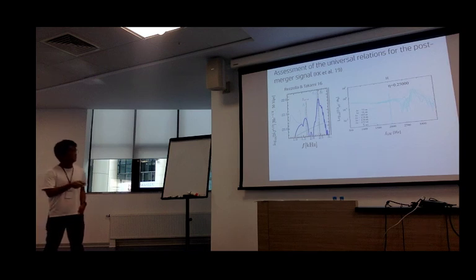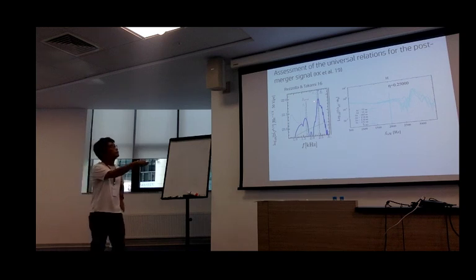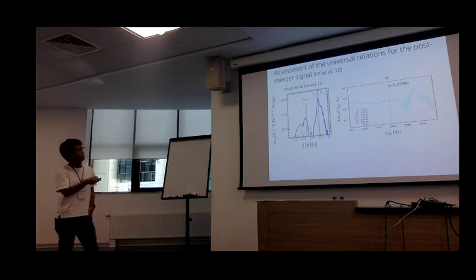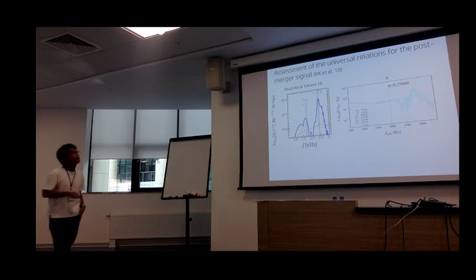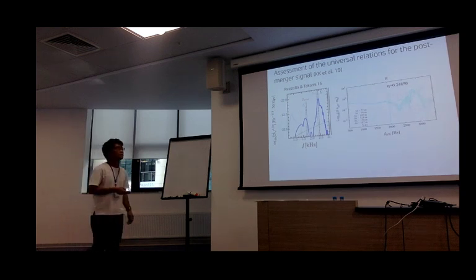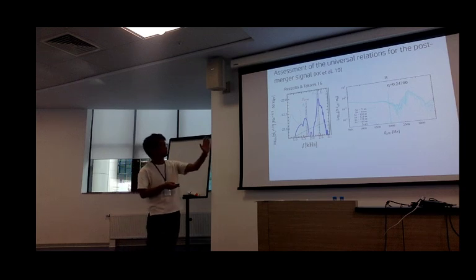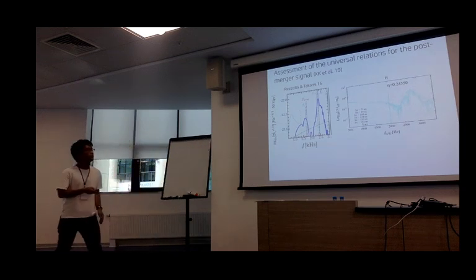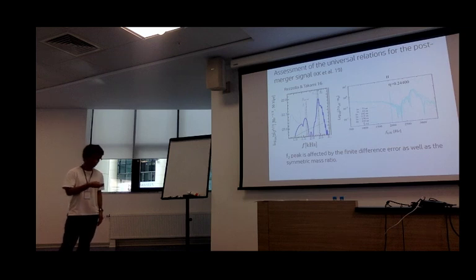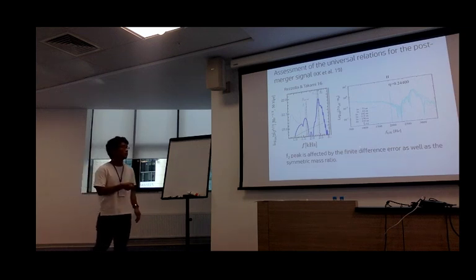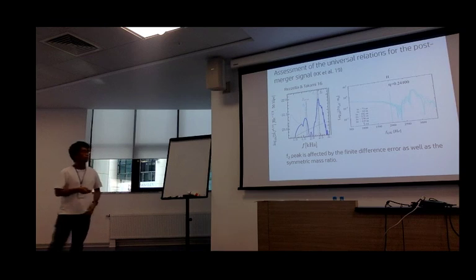The second one is the F2 peak frequency, the most prominent peak. Here is another model, our model, and you can see the F2 peak frequency around here, but it slightly depends on the resolution. And if you change the mass symmetry, the position of the peak frequency slightly changes as well. So we conclude that the peak is affected by finite difference error as well as the symmetric mass ratio.